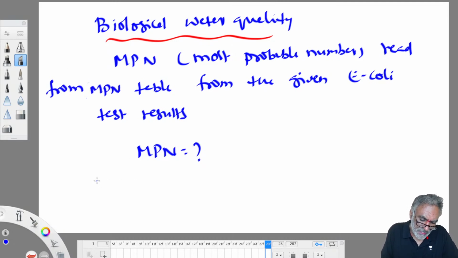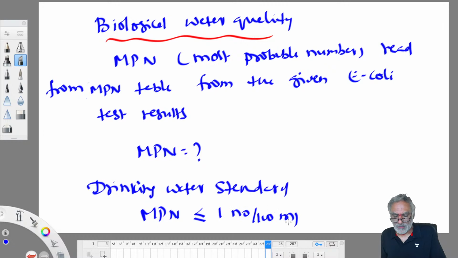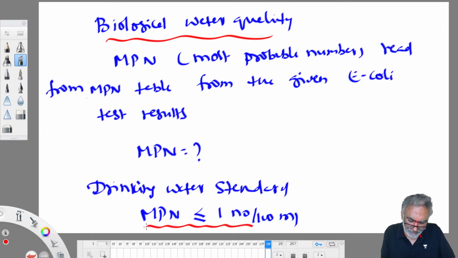So drinking water standard with respect to MPN is, MPN should be preferably less than or equal to 1 number per 100 ml. So more than 1 number, it is objectionable. Up to 1 number okay, because it is 50-50 probability, because we apply probability concept. Clear now?